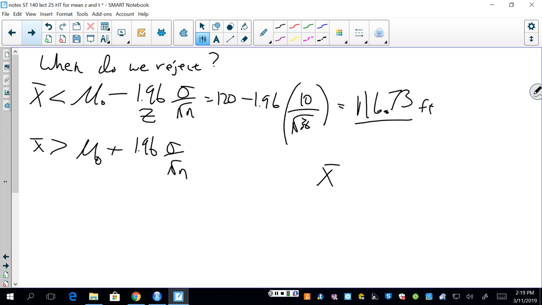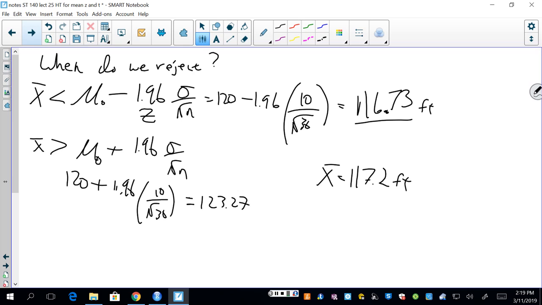What did I say we got? We got x bar of 117.2. Do we end up rejecting the null hypothesis? It's not quite far enough away from 120 to reject it. Because it's not less than this lower limit, and it's certainly not bigger than the upper one. The upper limit would be 120 plus 1.96 times 10 over the square root of 36, which is not really in play here, and is 123.27. So x bar is not in the rejection region.